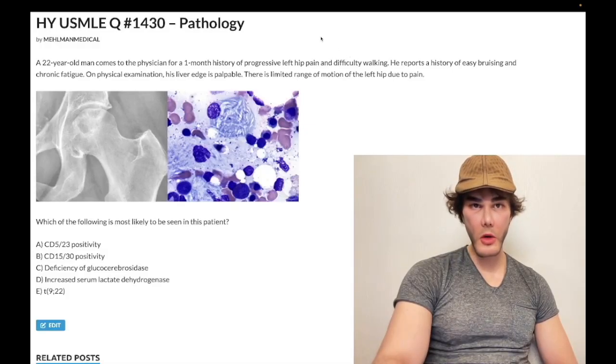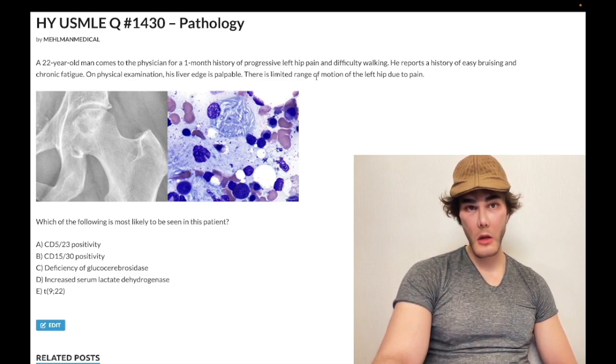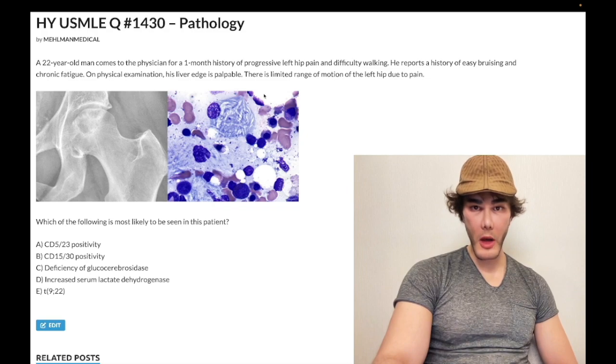How's it going, guys? We have a difficult question for pathology. 22-year-old male, he's got a 1 month history of progressive left hip pain, difficulty walking, history of easy bruising, chronic fatigue, and his liver edge is palpable, and his left hip hurts him on physical exam.